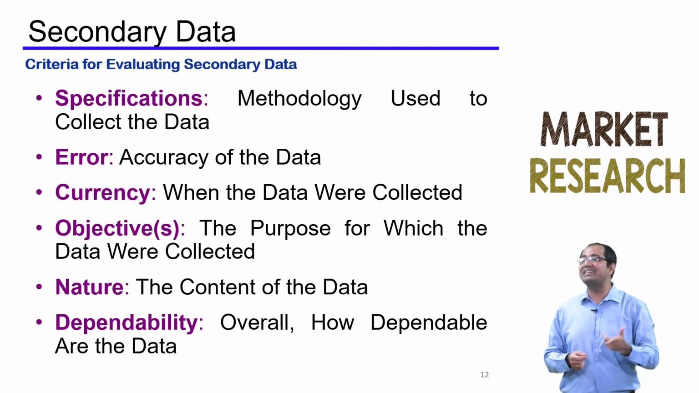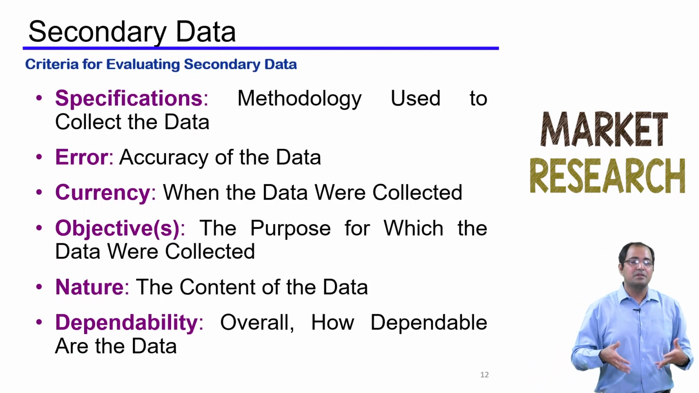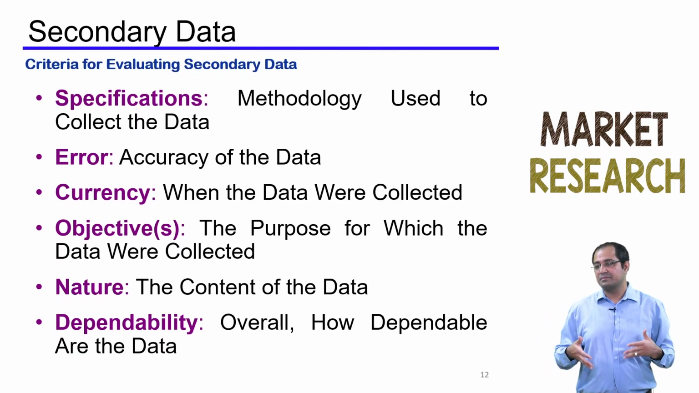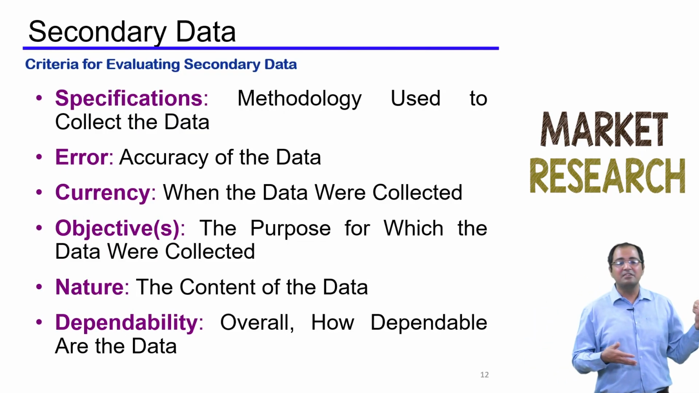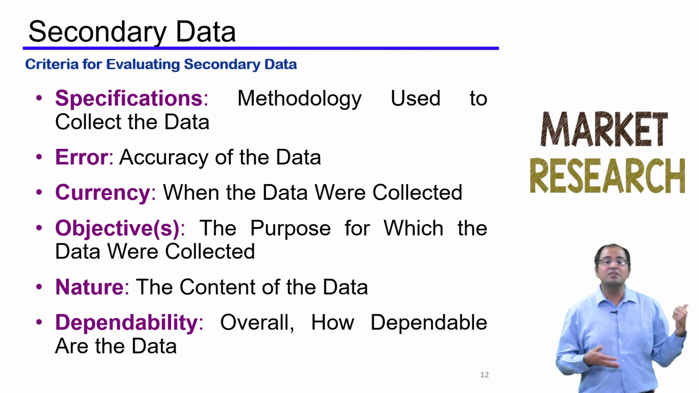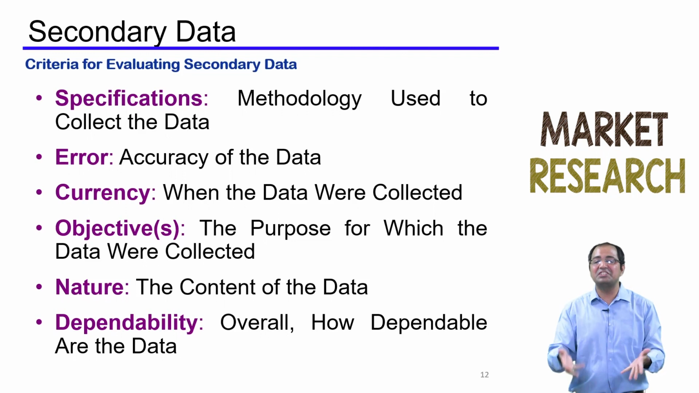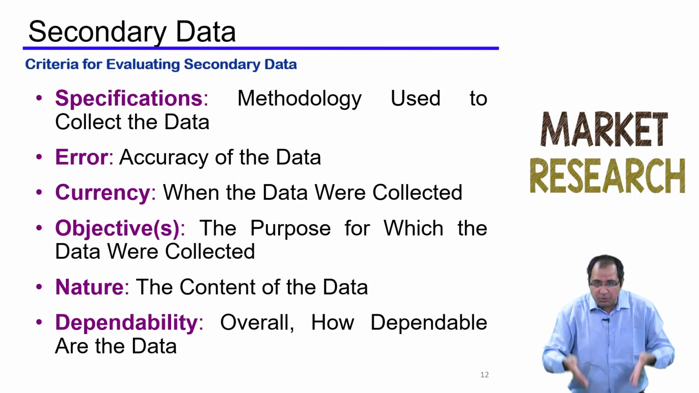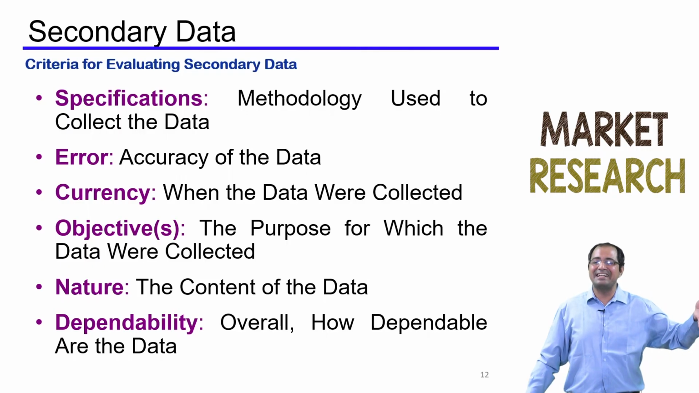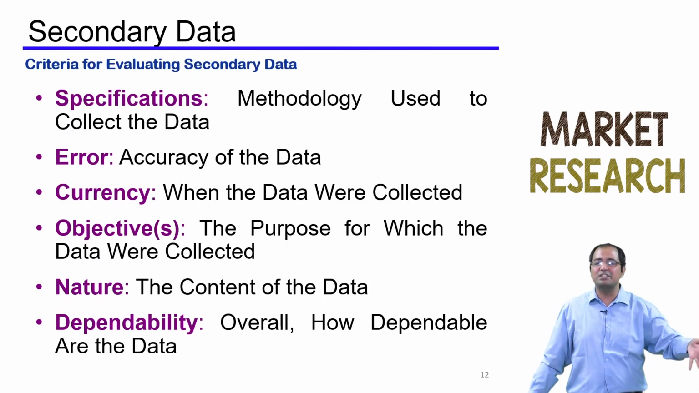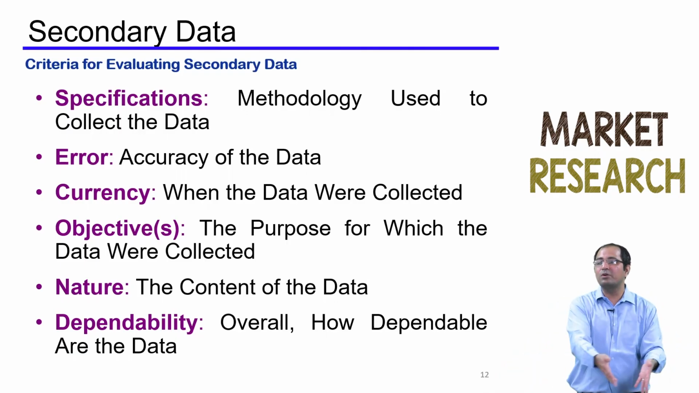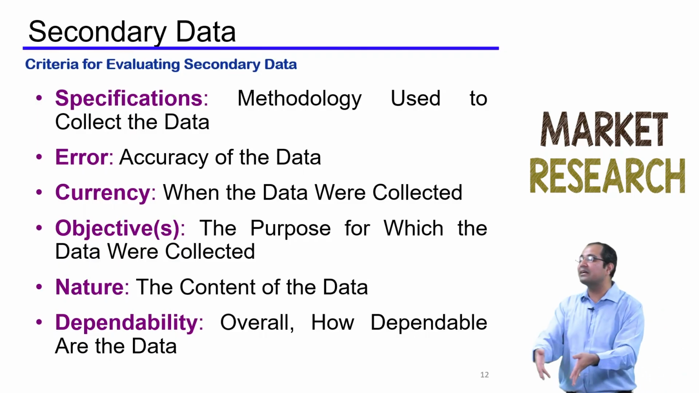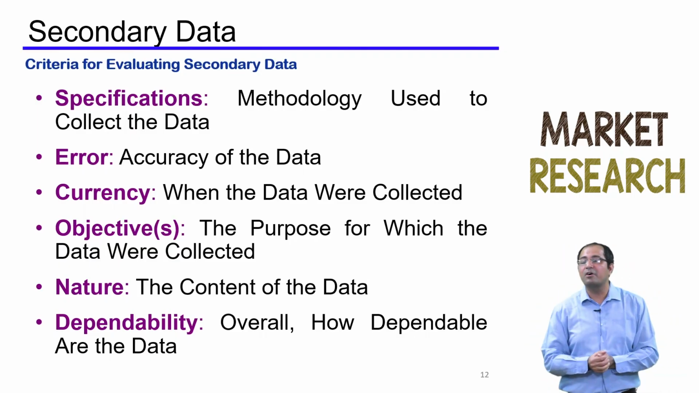Currency means how current is the data. Suppose you are conducting market research today for a business issue and you are looking at 10-year-old census data as a secondary data source. Currency means how current the secondary data is. If you are doing market research today and you are looking at old data, 10 years or even 2 years back, COVID was there, now COVID is not there. The data that you would look at 2 years back and now might or might not apply. So how current is the data for your use?